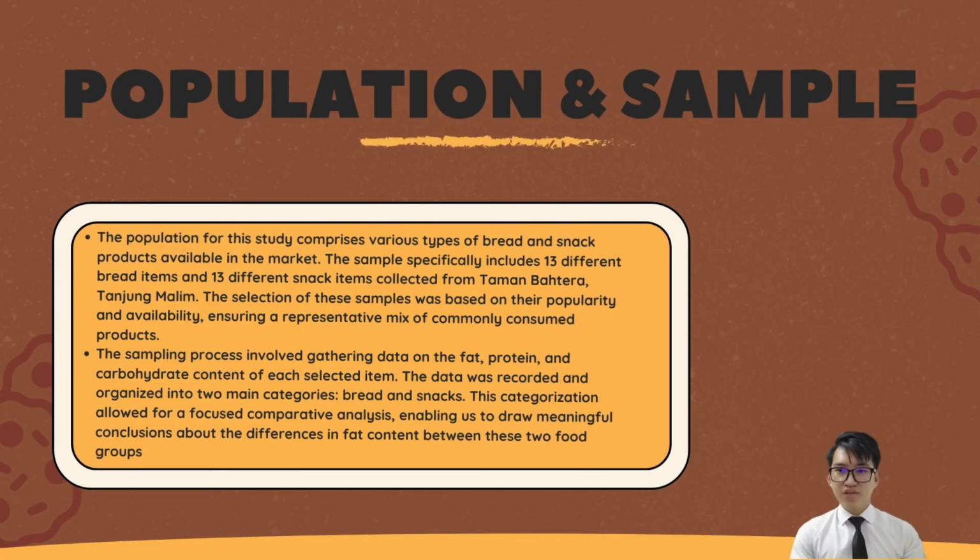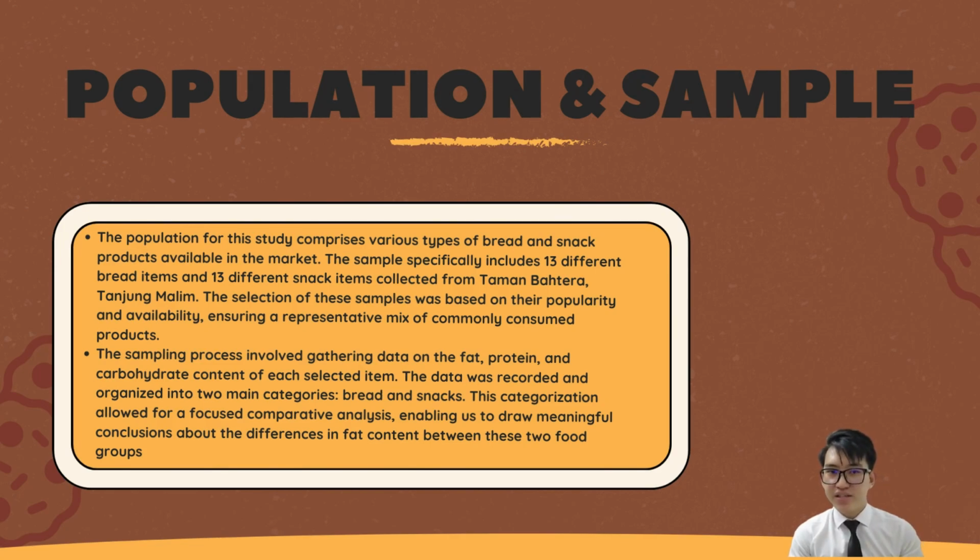decisions. For population and sample, the population for the study comprised various types of bread and snack products available in the market. The sample specifically includes 13 different bread items and 13 different snack items collected from Taman Batra, Tanjung Maling. The selection of these samples was based on their popularity and availability, ensuring a representative mix of commonly consumed products. The sampling process involved gathering data on the fat, protein, and carbohydrate content of each selected item.